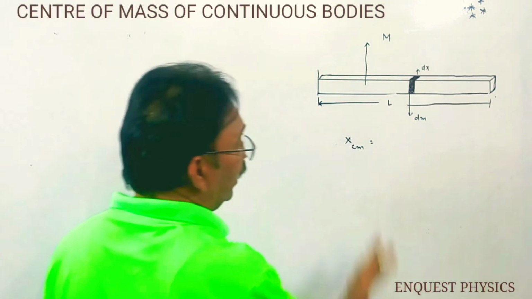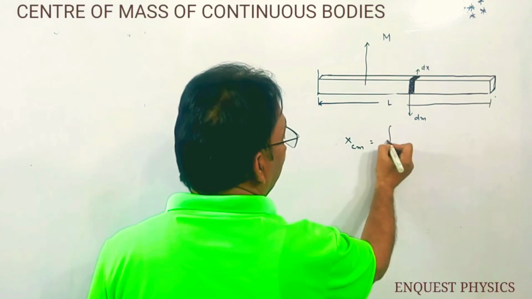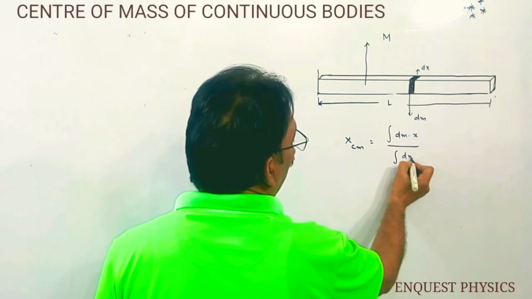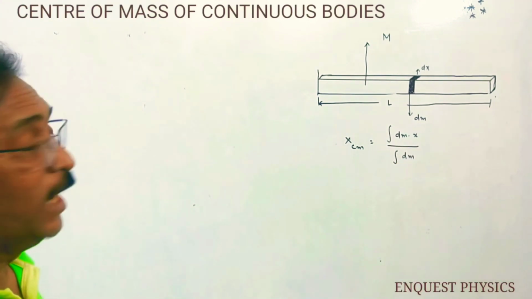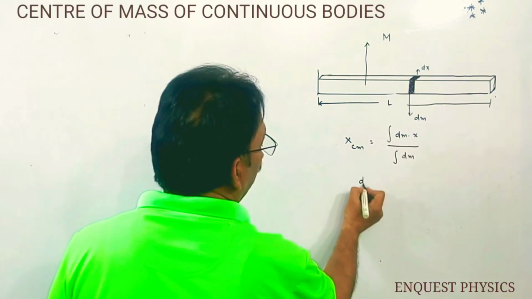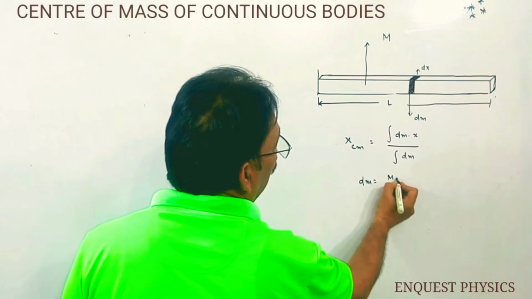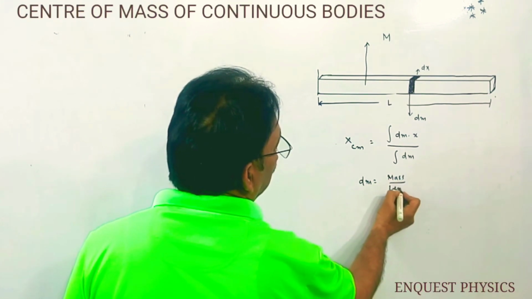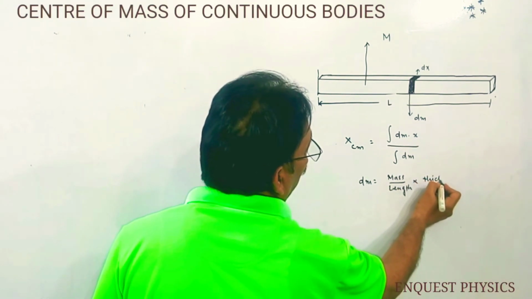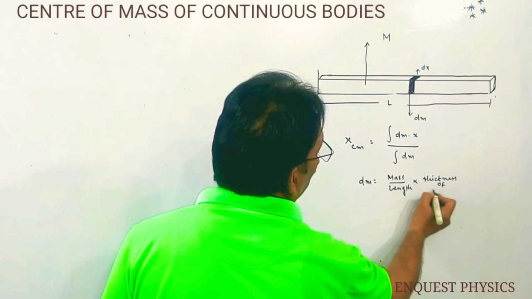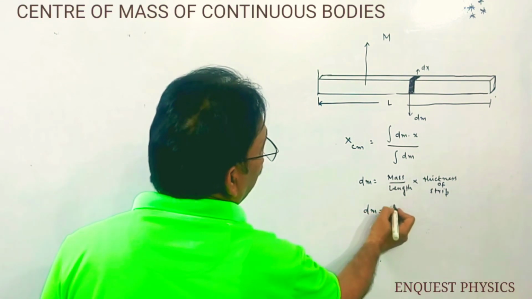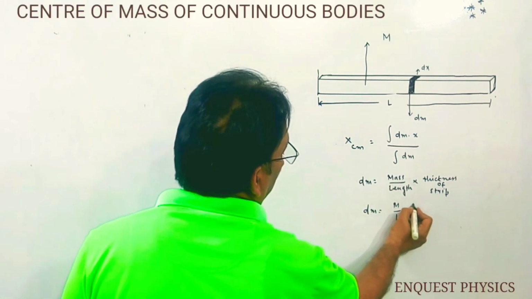Okay students, you have learned that the position of the center of mass for continuous bodies is written as integration of derivative of mass into x by integration of derivative of mass. First we have to calculate this one. What is the derivative of mass? Derivative of mass is nothing but the total mass by total length multiplied with the thickness of the strip we took here. Then obviously it can be written as dm is equal to m by L into dx.